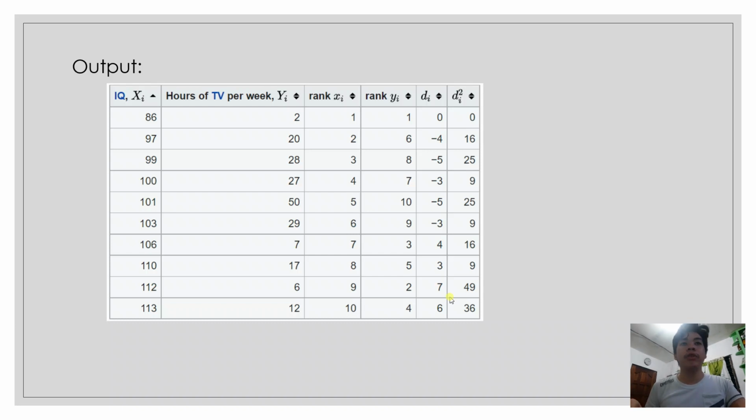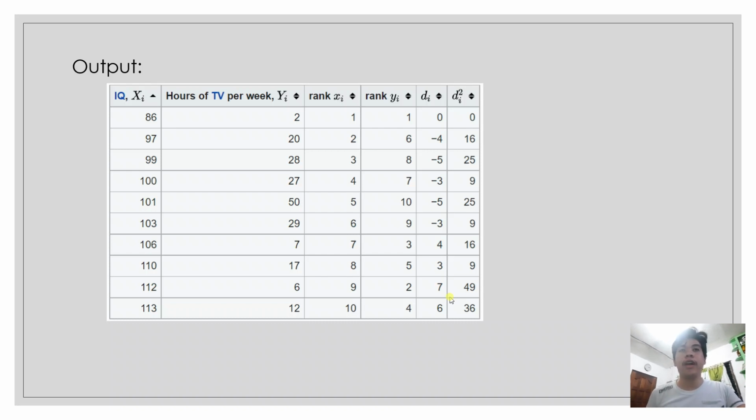We need first to define the rank of the variable. We need to rank it from lower to higher. So the number 2 in the variable y is the first. The 20 is rank 6, because there are smaller numbers before it, and the 6 here in the second to the last row is rank 2. So the 28 here is rank 8, the 27 is rank 7, the 50 is rank 10, the 29 is rank 9, the 7 is rank 3, the 17 is rank 5, the 6 is rank 2, the 12 is rank 4.